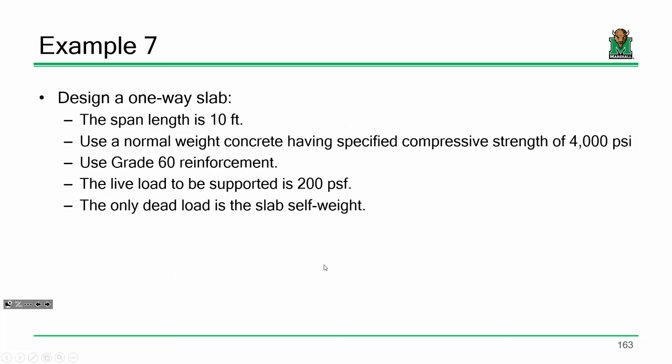Okay. So, we're going to design a one-way slab. The span length of that slab is going to be 10 foot long. We're going to use normal weight concrete with a compressive strength of 4,000 PSI, grade 60 reinforcement. This slab, however, we're not going to subject it to any significant dead load. It's just going to be subjected to a live load of 200 pounds per square foot on the top. That doesn't mean it's not subjected to dead load, because every beam is subjected to some modicum of dead load by way of its what? Its self-weight. All right, so there we go. Everybody all right with that? Okay. All right.